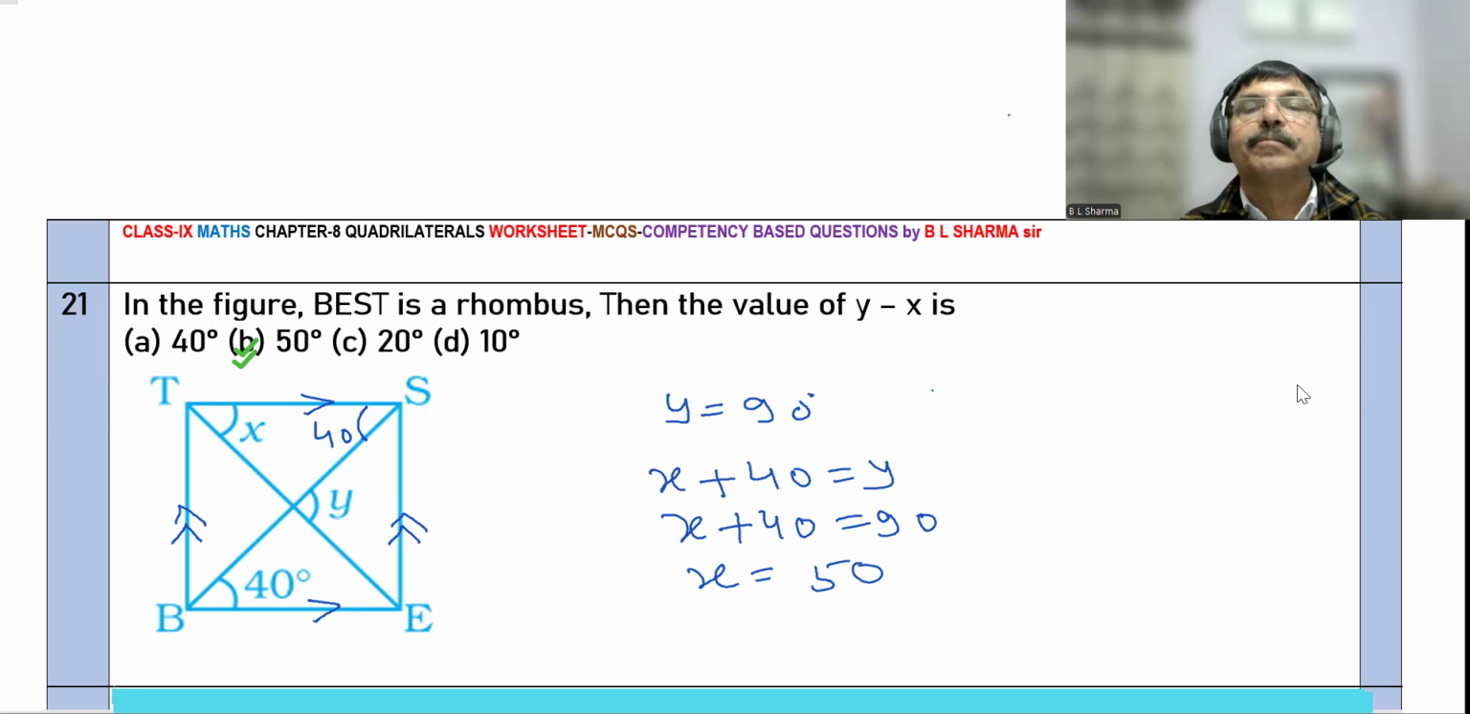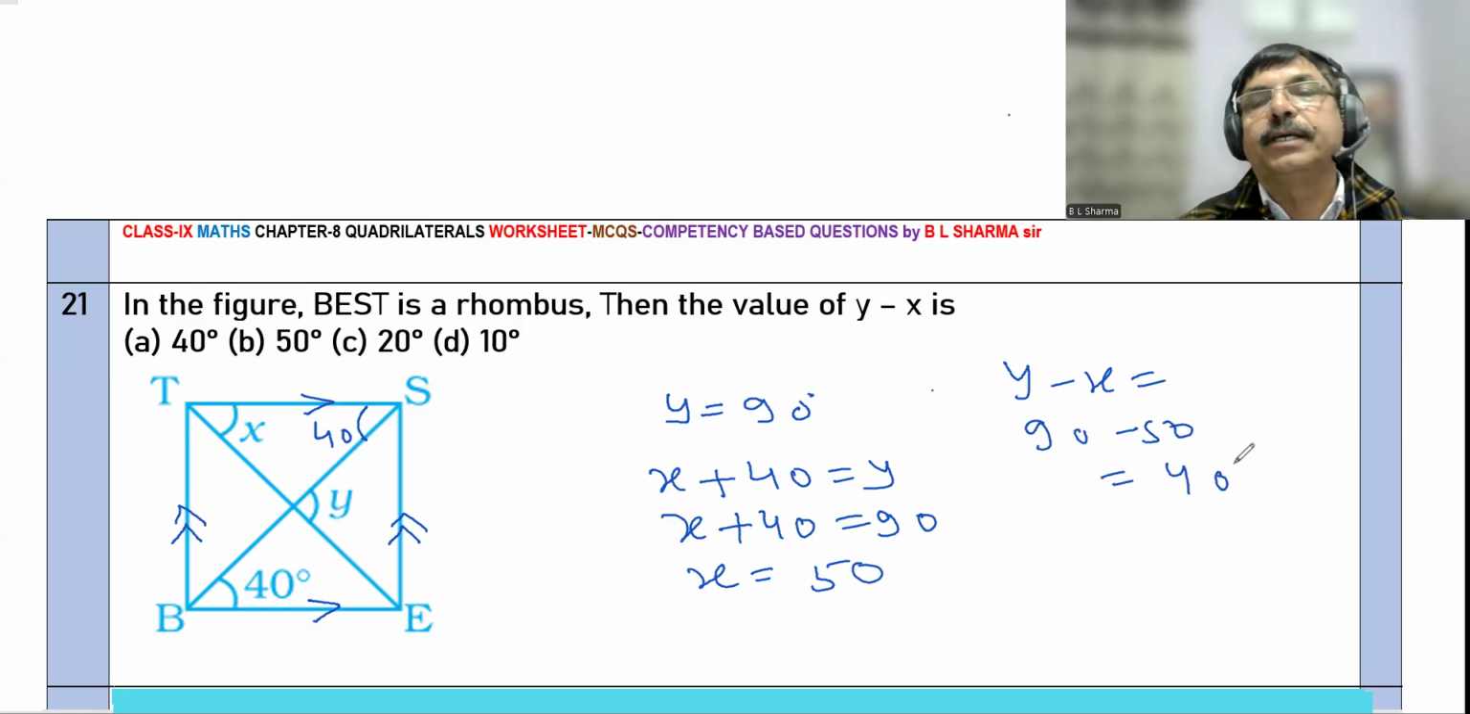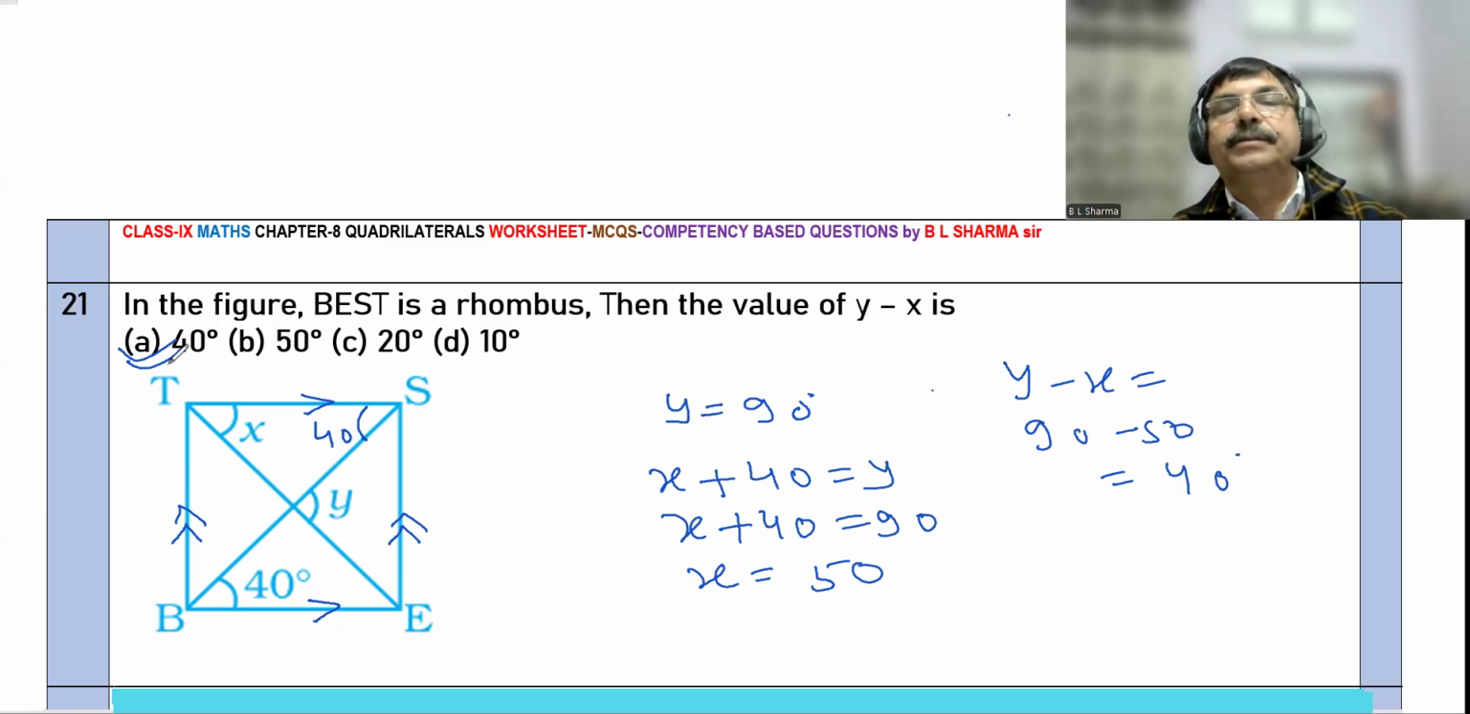Sorry, we need to find y minus x. So y minus x is equal to, y is 90, x is 50, so that is 40 degrees. So A is the correct option.